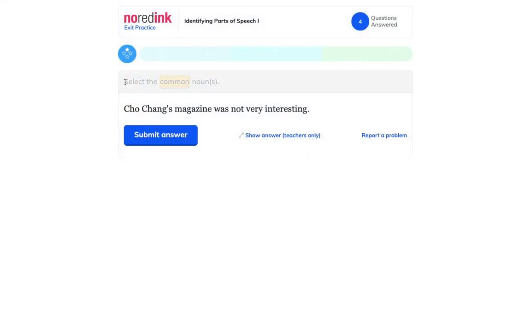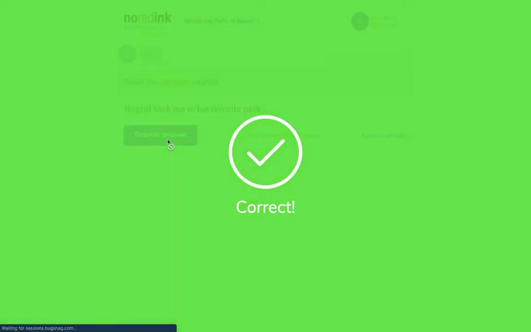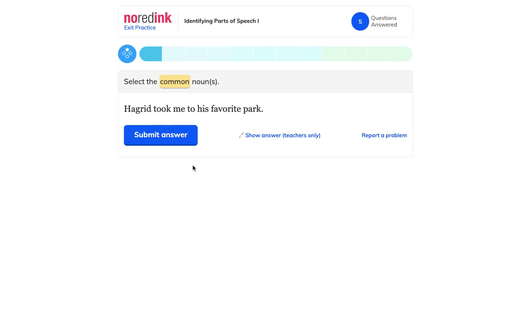So now we're back to selecting the common nouns. Cho Chang's magazine was not very interesting. Magazine is our noun. It's a thing. It's also the subject of our sentence. Hagrid took me to his favorite park. We're still looking for common nouns, so we're going to go with park as our location. It's not the name of a park. It's just a general park.